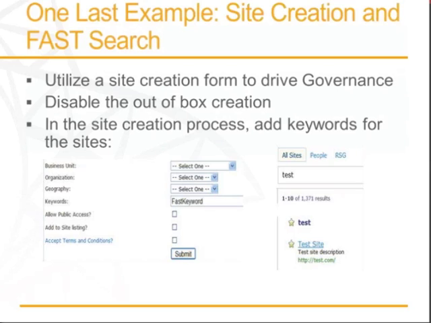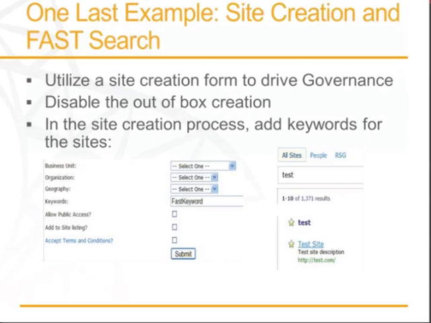What you really want to do is have a very well-defined site creation process where, when they go in, they fill out the form. It's a web part, it's an InfoPath form, it's an Nintex workflow, whatever it is. They're filling out information about that site. And so you'll see here, you could make them select their business unit, their organization, their geography. You can have it do the keyword for that particular site when it's getting created, add it to the FAST keywords.